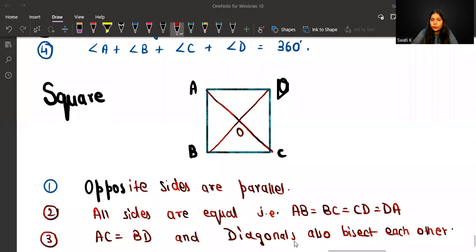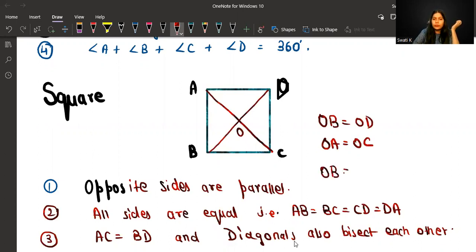So it is OB equals OD and OA equals OC. And as I said, the two diagonals are also equal to each other. So we can also say that OB equals OD equals OA equals OC. How? I'll tell you. For example, the length of diagonal BD is 10. And we know that the diagonals are equal. So AC is also going to be 10 only. So BD is 10, AC is 10. And they are bisecting each other. So this is also 5. This is also 5. Imagine centimeter.